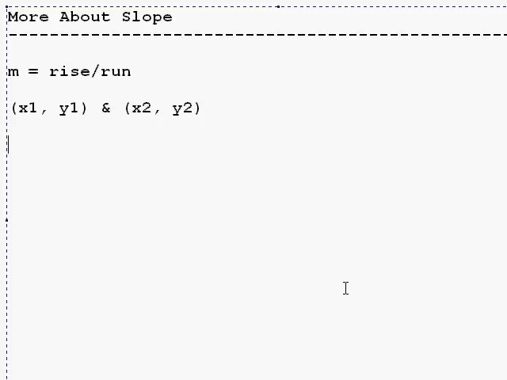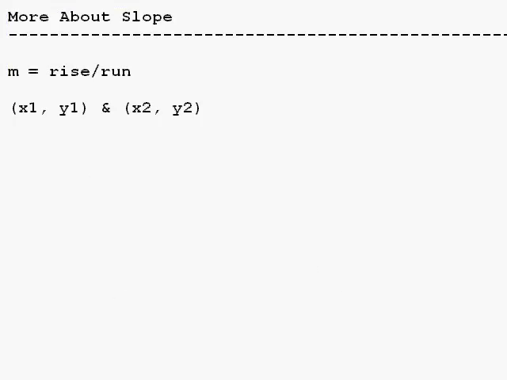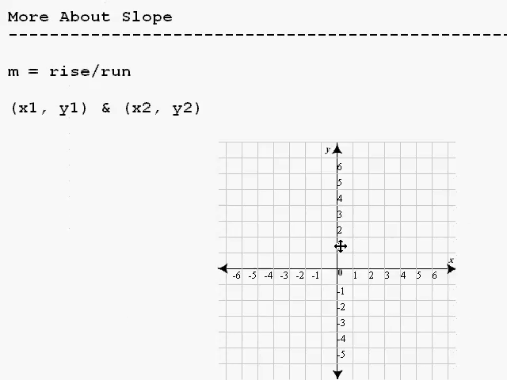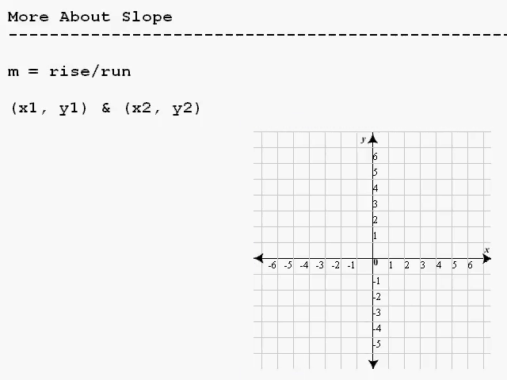What if we have 2 points and we want to find the slope of a line that goes between those points? So let's bring up our graph here. Let's say we want to find the slope of a line that goes through -3, -2, and -1, 3.